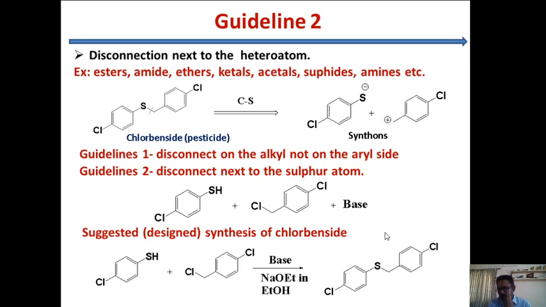So in this disconnection we have used two guidelines. Guideline 1: you have to disconnect the alkyl heteroatom bond on the alkyl side, not on the aryl side. The second point is, whenever you have a heteroatom, you have to disconnect next to the heteroatom. Here we have disconnected next to the sulfur atom. So by taking chlorobenside as an example, we have used those two guidelines.